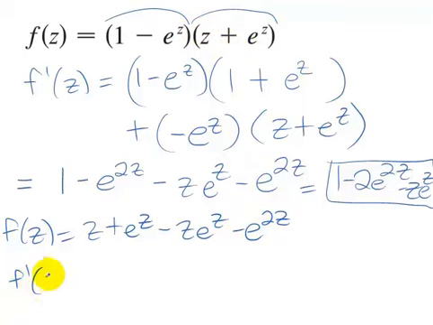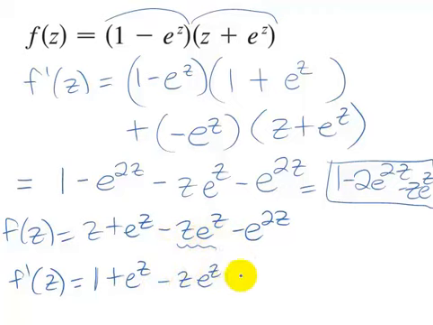Now if we do a derivative of this, the derivative of z is 1, the derivative of e to the z is e to the z, and here we have a product, so we would need to do the product rule, which is first times the derivative of the second, the derivative of e to the z is e to the z, plus the second, which is e to the z, times the derivative of the first, and the derivative of this negative z would just be a negative 1.